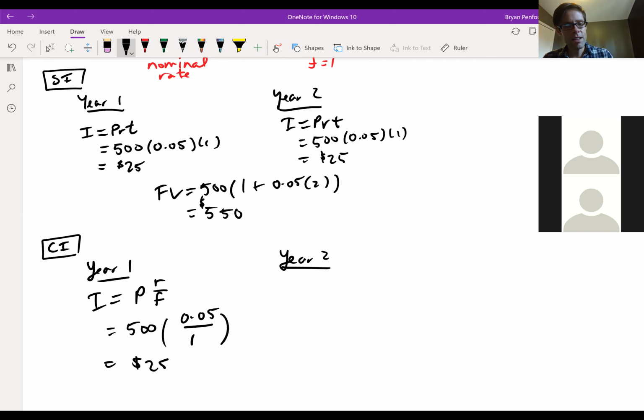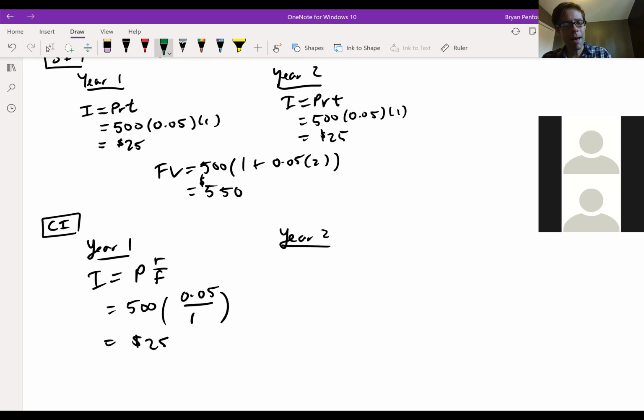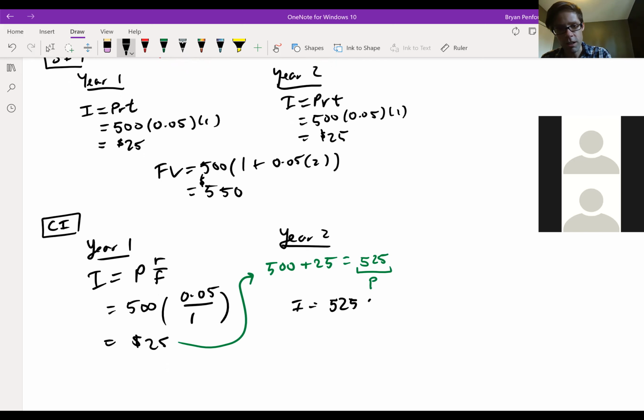So what I want you to know is in year 2, what's going to happen in the background is we're going to take our $500 that we started with, we're going to add to it the interest. F is for frequency, yes, to get $525. And this amount of money is allowed to be our new capital P. So that's going to be our new capital P that we use to do our calculation. So in year 2, we essentially are now going to invest $525 and multiply by the same periodic rate, which is 5%.